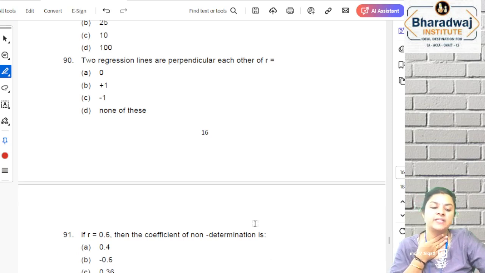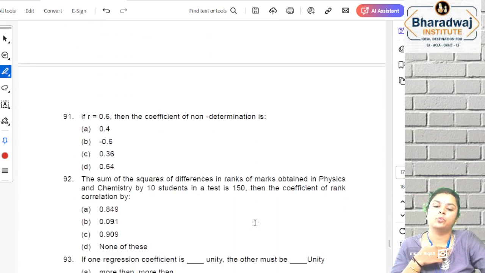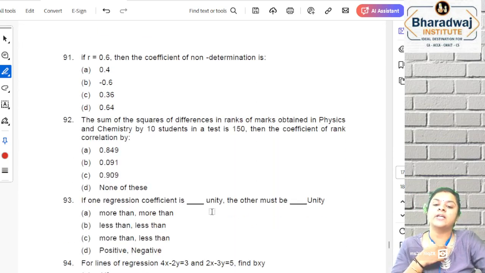90. Two regression lines are perpendicular to each other when r is equal to 0. When r is equal to 0.6, the coefficient of non-determination is 1 minus r square, which is 0.64.